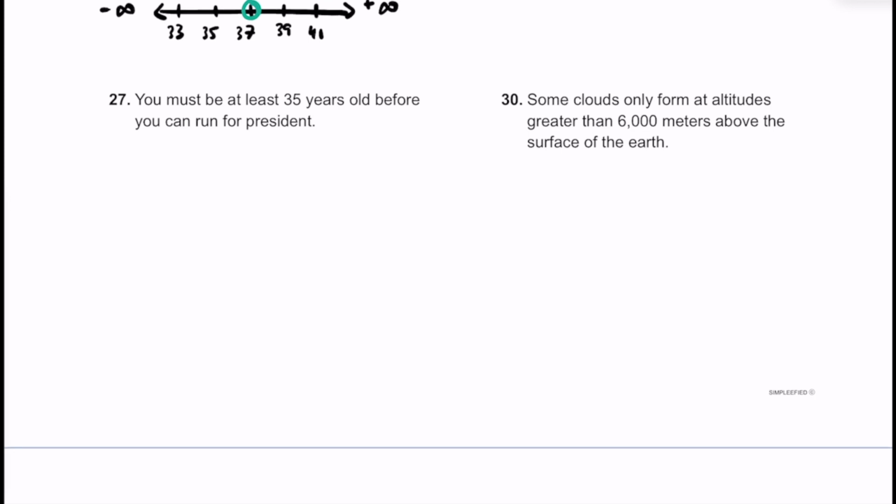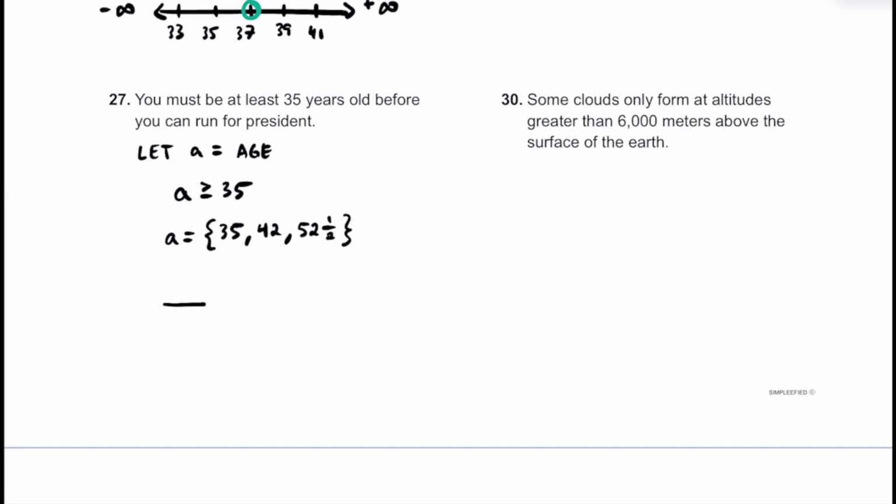All right, for 27, it looks like here we're saying you must be at least 35 years old before you can run for president, right? So let's go ahead and write, let A represent somebody's age, and their age has to be at least 35, so A is greater than or equal to 35. So you have to be 35 or older. So how old could you be? Well, a couple possibilities here are you can definitely be 35 years old. You could also be 42 years old. And you could also be 52 and a half years old. Okay, those are all okay as long as you're at least 35.